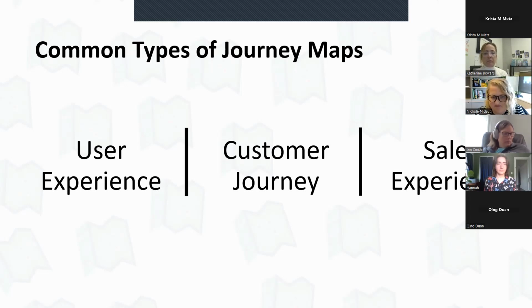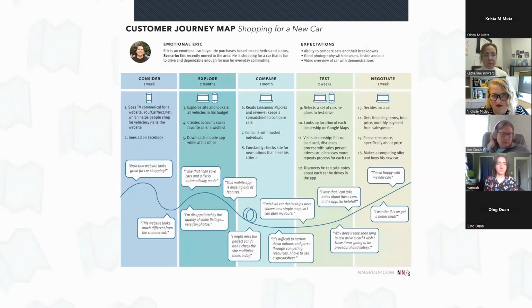So I have 2 examples of what kind of classic journey maps look like. So this is a customer journey map for a character named Emotional Eric. I didn't name him. This is just how it came. And Eric's trying to buy a new car. And this is a journey map for when he first started thinking about getting that car to when he put an offer on a car.